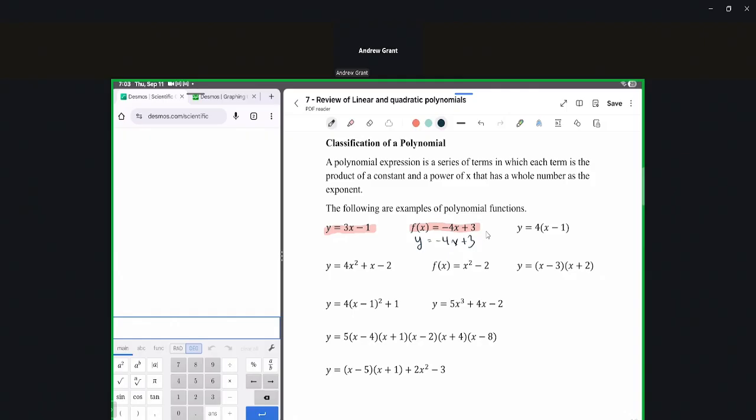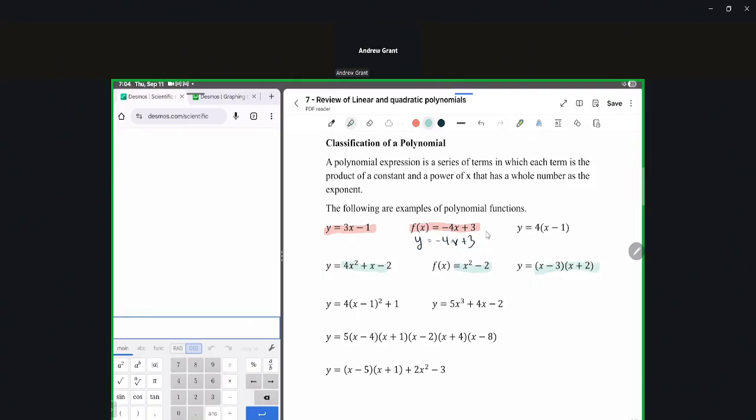But for the next one here, we have y is equal to 4 in brackets x minus 1. This is the factored form of a linear equation. Afterwards, we have y equals 4x squared plus x minus 2, f of x equals x squared minus 2, and y is equal to x minus 3 times x plus 3.